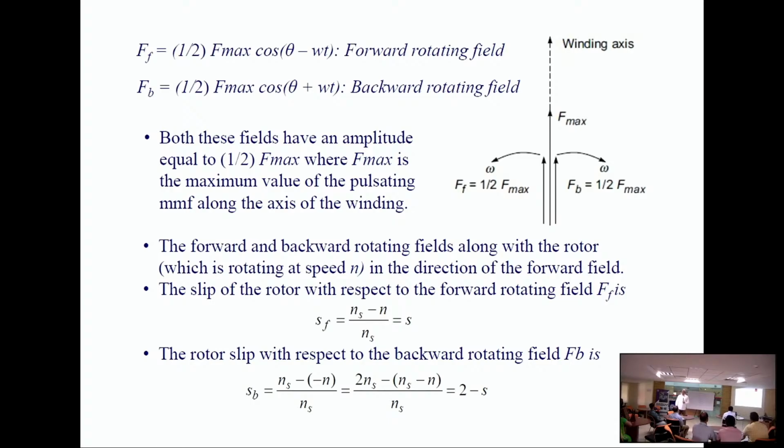At starting, the rotor is at rest, so n is equal to 0. So Sf is equal to Ns by Ns, which is 1, and Sb is 2 minus 1, which is equal to 1. So both the forward slip and backward slip at starting are equal to 1. During running condition, generally the slip is very less. We will see the torque slip characteristics and speed slip characteristics. The slip is around 2 to 5 percent.